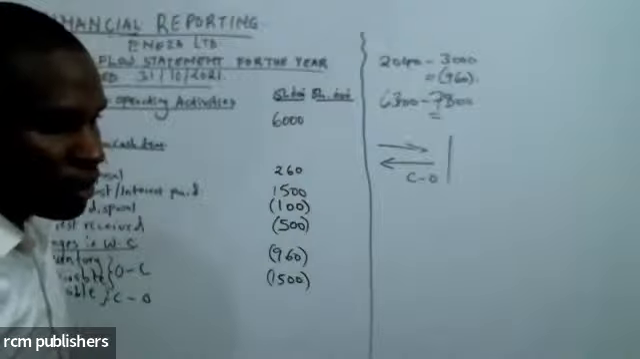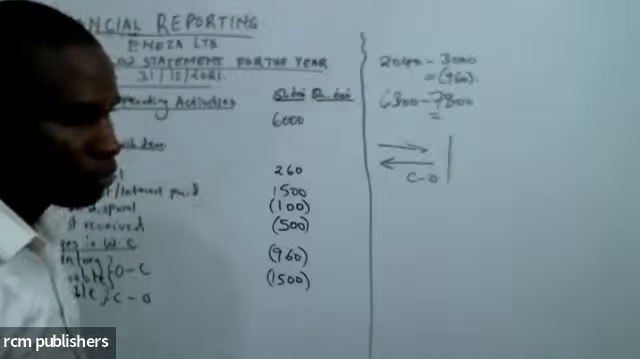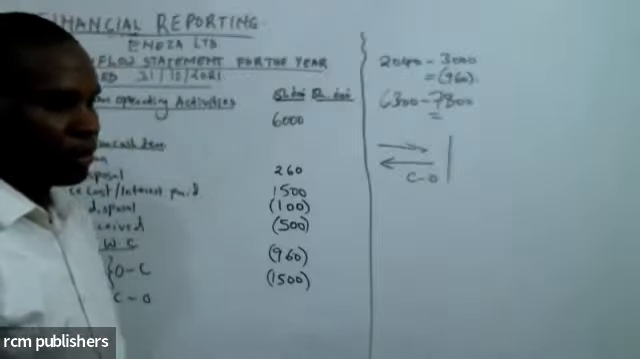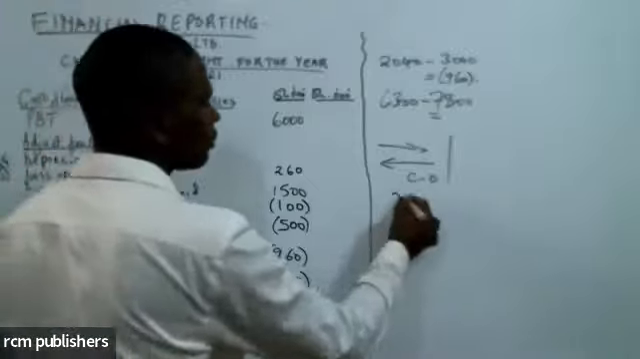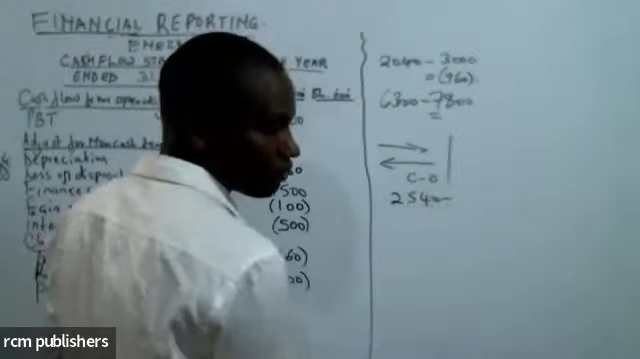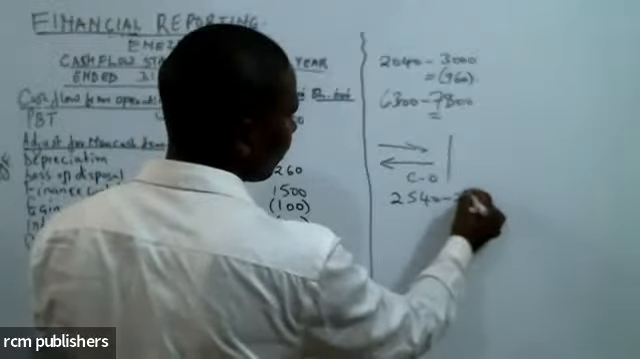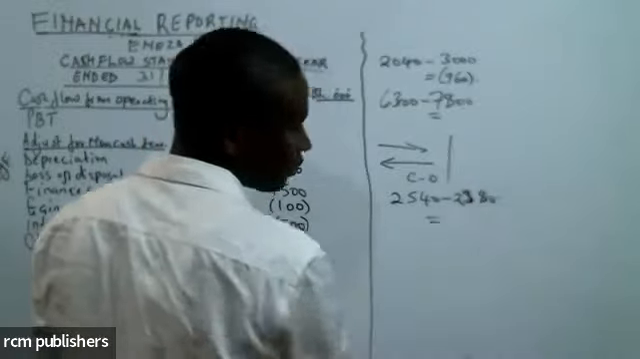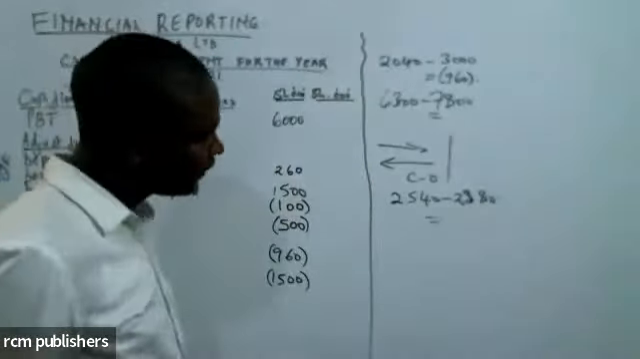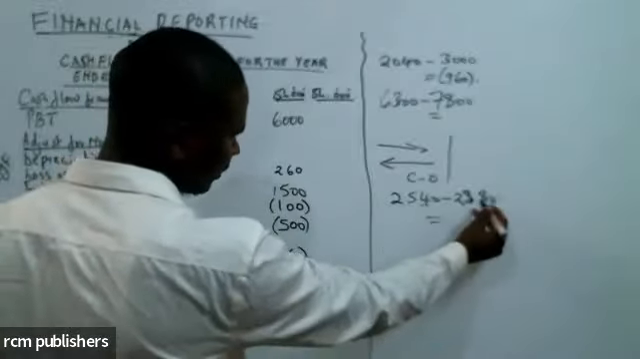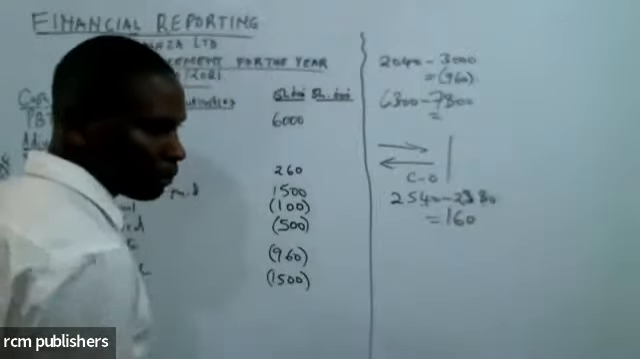Payable. What is the closing for payable? The year 2021, what is the value? It is 2,540 minus 2,380. What is the difference? 100, 120, here it is 40. Actually it is 160, which is positive.